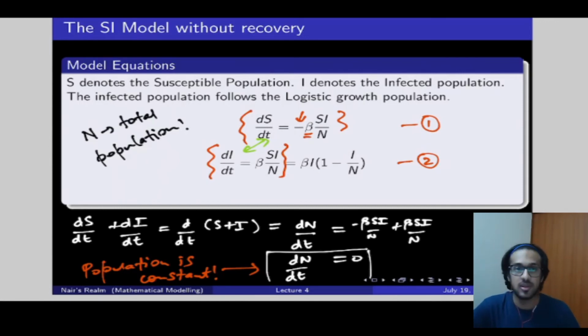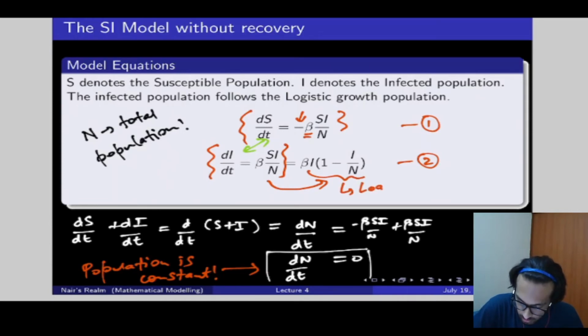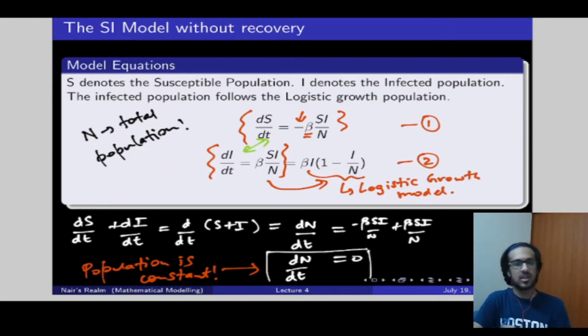Now the second important thing to notice is you can actually transform this equation from beta SI by N into this. And this is nothing but the logistic growth model. So that's just a subtlety of how it's modeled.